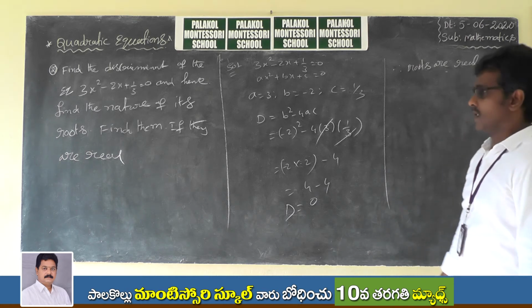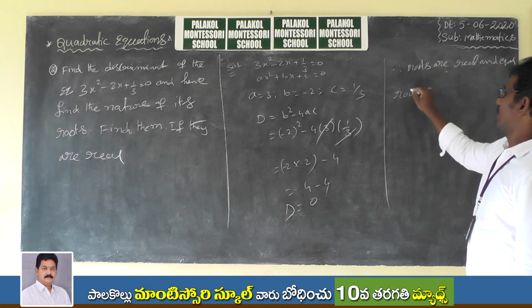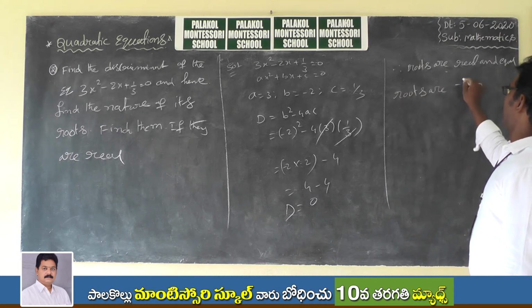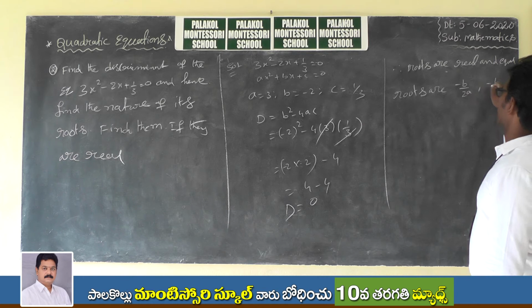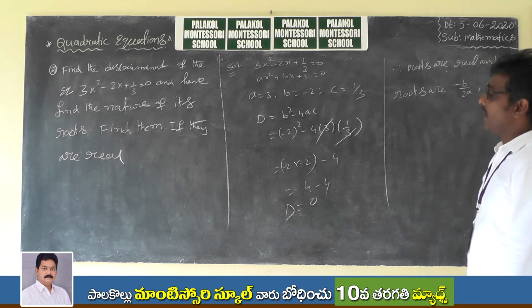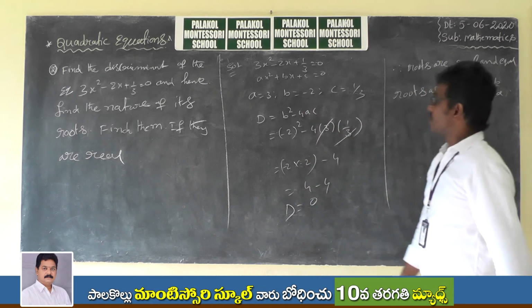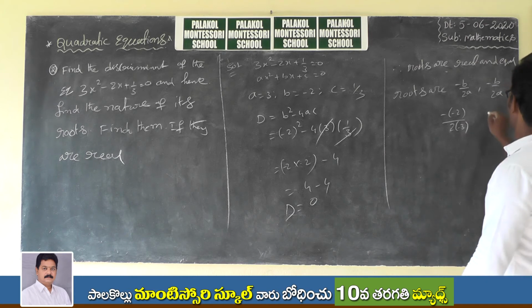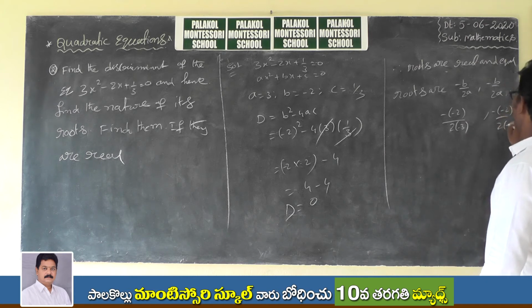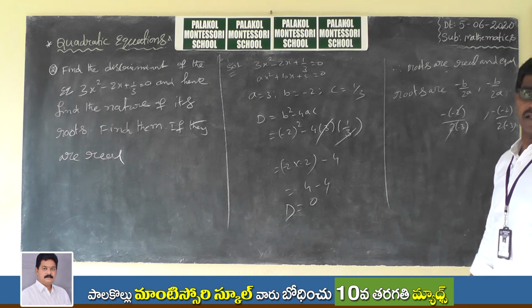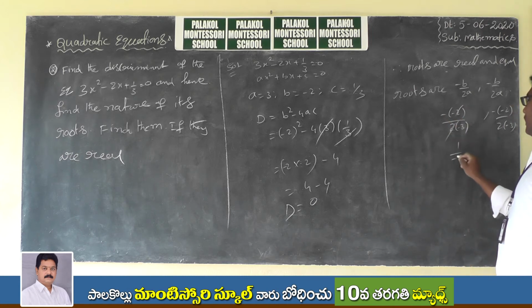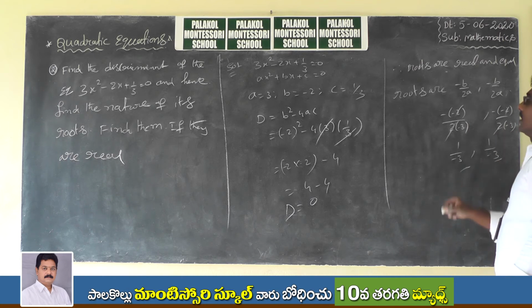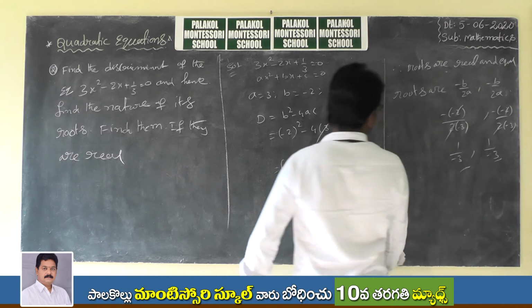What are the roots? The roots are minus b by 2a, comma, minus b by 2a. Here what is the minus b value? Minus of minus 2, by 2. What is the a value? 3. So minus of minus 2 by 2 of 3. This 2 cancels. Minus into minus is plus, so 1 by 3.